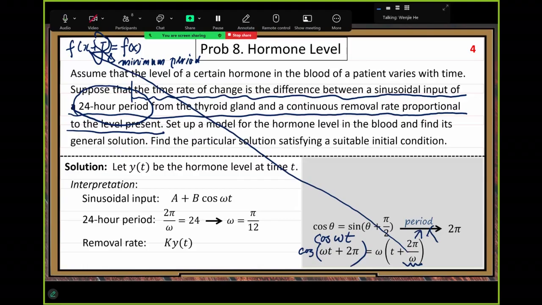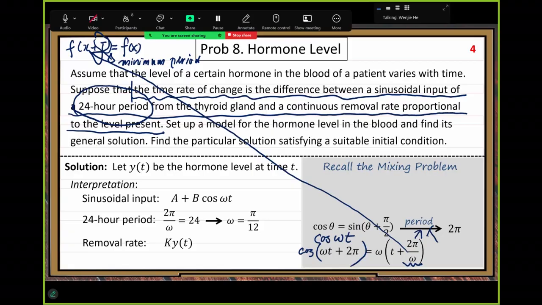So capital K is positive. Positive constant, capital K, times the level present, Y of t. So this removal rate should be minus K times Y of t. Then we are ready to write the final ODE.